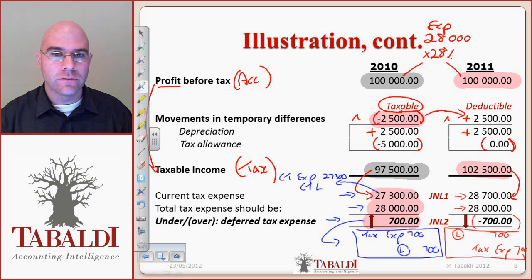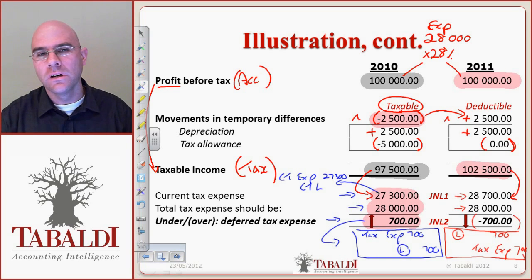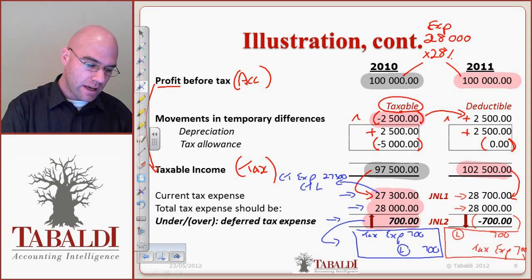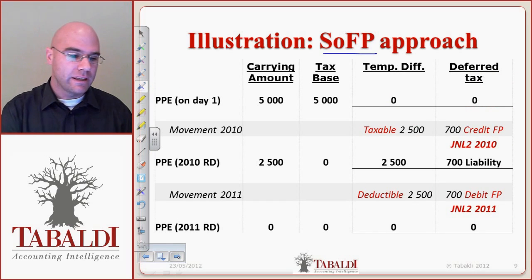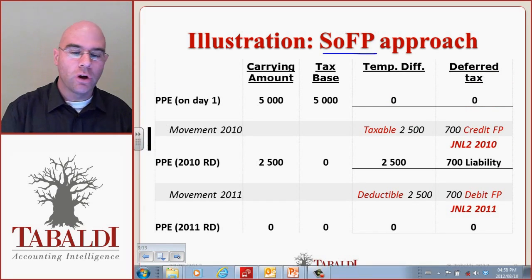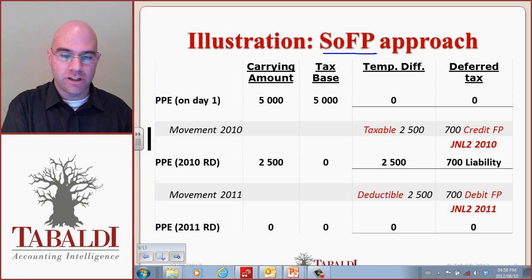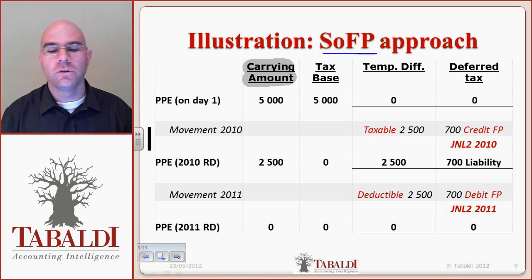Now, IAS 12 is quite clear that we should be looking at this from the financial position approach, whereas the current tax computation is looking at this more from your profit and loss side. So let's go and have a look at the statement of financial position approach. Here, there's a very well-known and accepted methodology. First of all, you will split up your calculation into 4 columns.